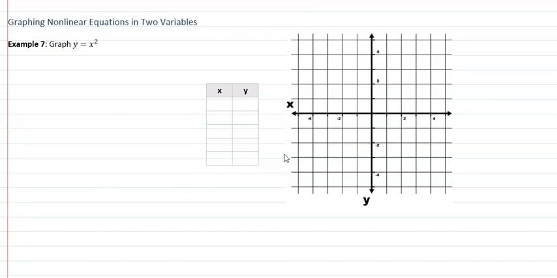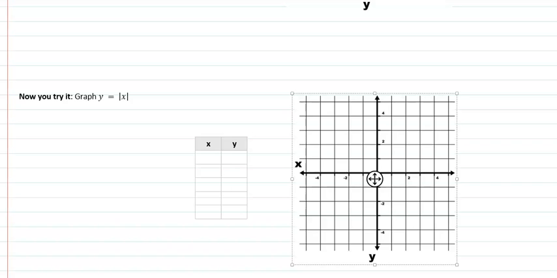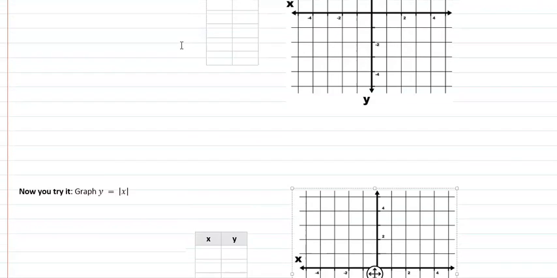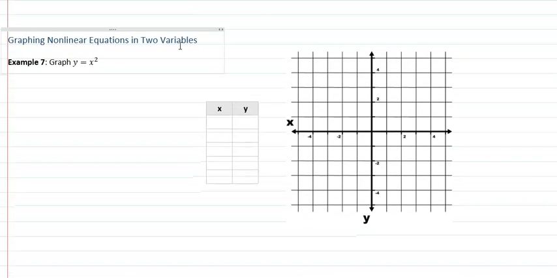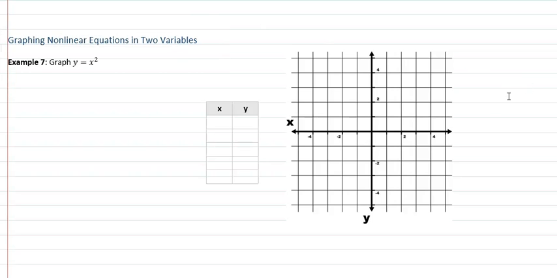Okay, the last topic is graphing nonlinear equations in two variables. So sometimes you're going to get something to graph that's not a perfect line. And remember, one of our big clues to this is that we have a squared, or it's in the denominator, or it's under a radical. So we've talked about that in the past, and that is how you know that you're going to have a nonlinear equation. Okay, so first what we want to do is we want to pick some x's.